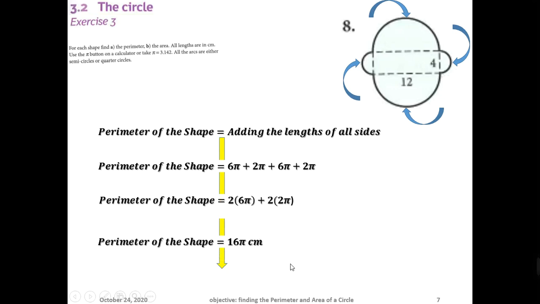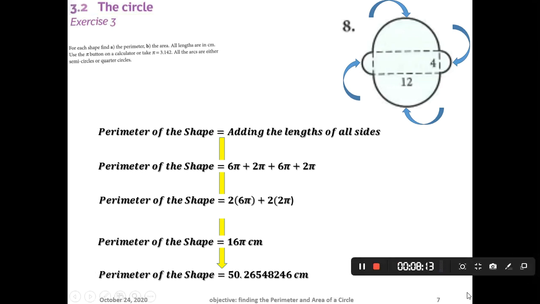And if you insert this in the calculator, it will bring it down to 50.3. You stop at the 2, look at the right. 6 is going to bring 2 up to 3. So 50.3 centimeter is the answer, correct to 3 significant figures.